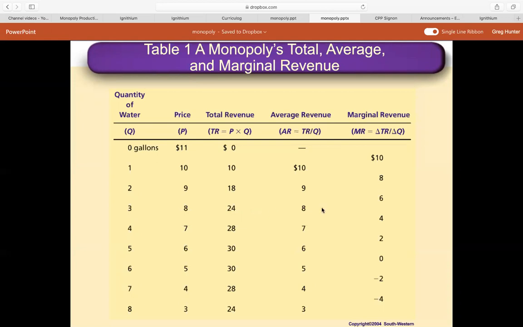And even though the price is $8 now, they only bring in $6 additional revenue going from 18 to 24, because they sell one more gallon at $8, but they lose $2 of revenue because they had to lower the price to attract an additional customer. You see what I mean? So the marginal revenue is always going to be less than the price that the monopolist charges. That's the main takeaway from this.